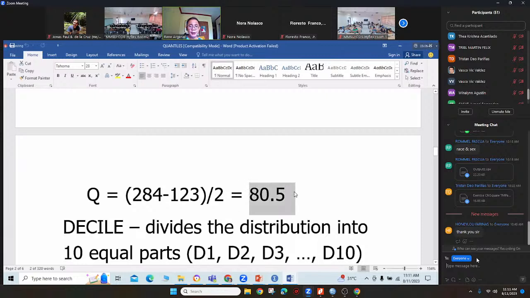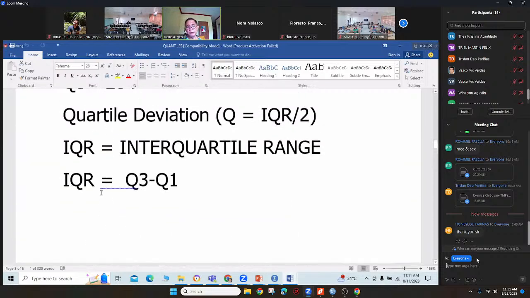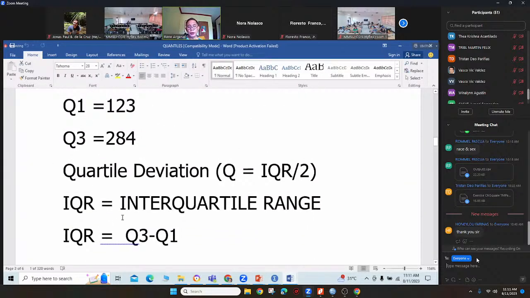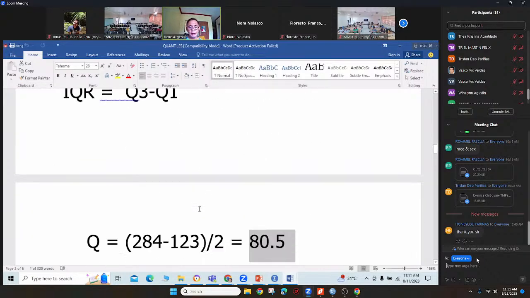How do you interpret the quartile deviation? That is the same interpretation for the measures of spread or dispersion. The smaller the value of Q, the lesser the spread. The higher the value is, the more spread the data are. Okay, that is about Q1, Q2, and Q3, and then IQR. IQR is Q3 minus Q1.